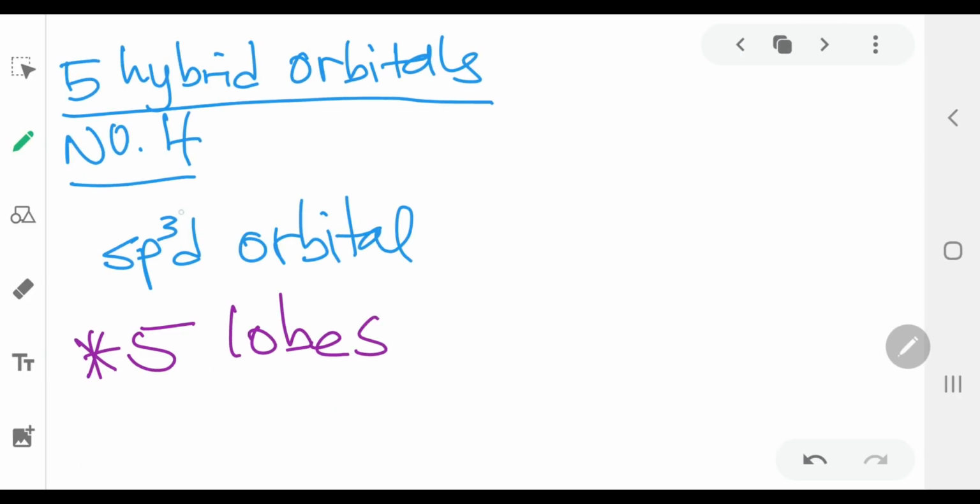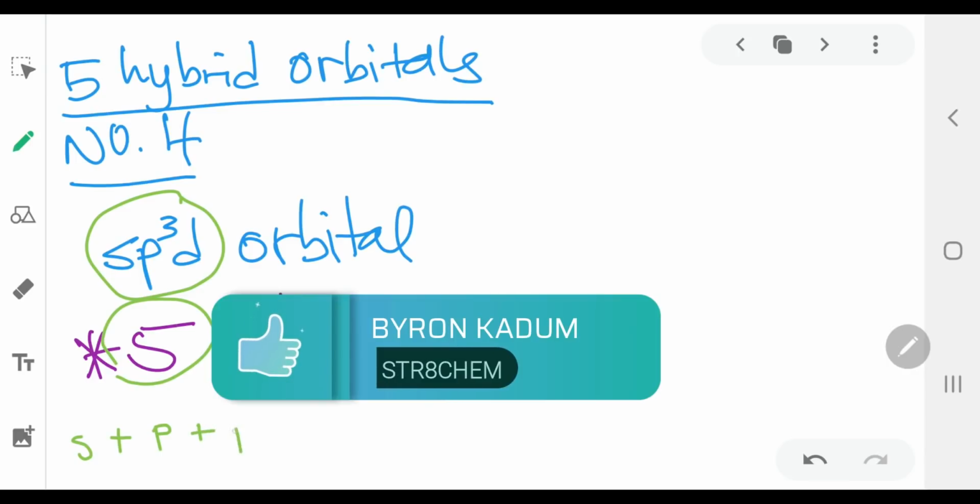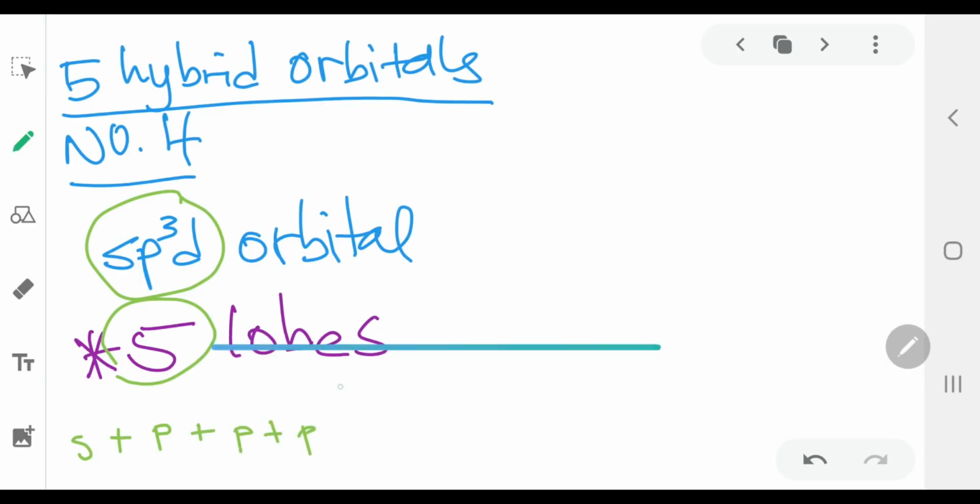Next one is SP3D orbital. SP3D hybrid orbitals with 5 lobes. So you can guess that when you have 5 lobes, you're going to add 1 s orbital, 3 p orbitals. And then this time you're going to add 1 d orbital to make SP3D hybrid orbitals.